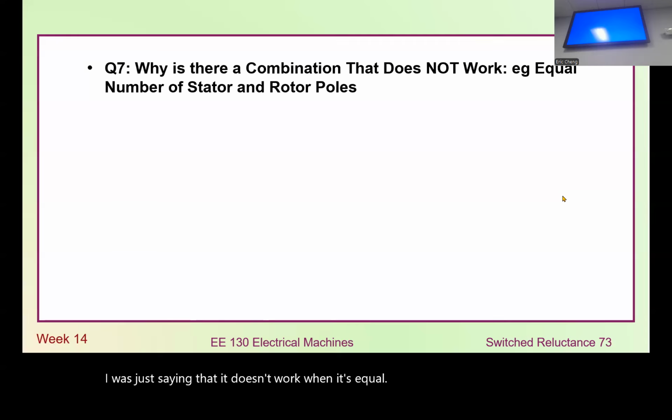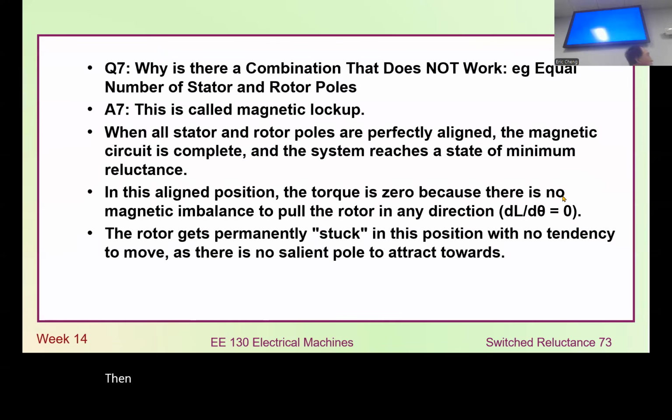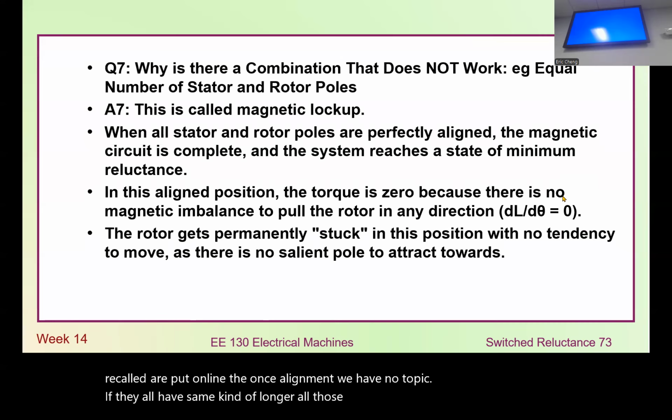That's right. When the numbers of poles in the stator and rotor are equal, they lock up, because when they align with each other, there is no way you can produce torque. This phenomenon we call magnetic lock-up. So when they are equal and fully aligned, once aligned there is no torque. If they all have the same number, all the stator poles have low torque generation. So that means the rotor will stick permanently in that position.